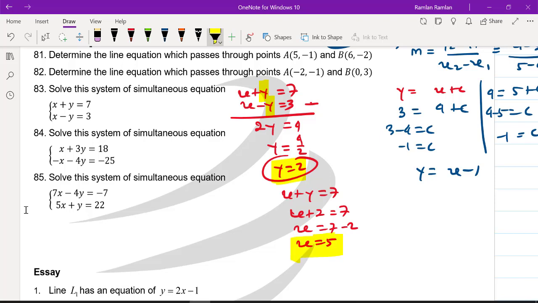Now can you see that these two values of x and y can be applied to both of these equations. For example, in this one, if this is 5 and 2, that'll be 5 plus 2, which is equal to 7. And again, this one is 5 minus 2, which equals 3. So it will apply to both of these equations. Okay, so this is for number 83.